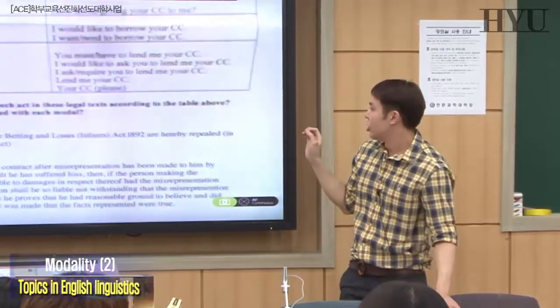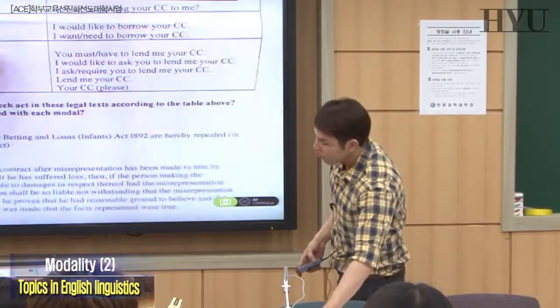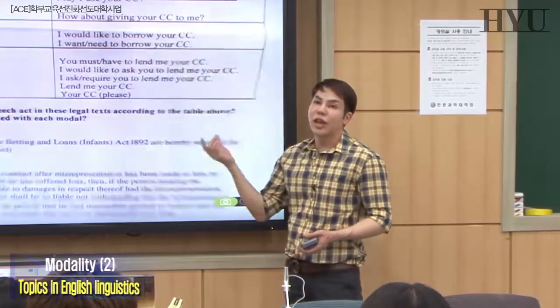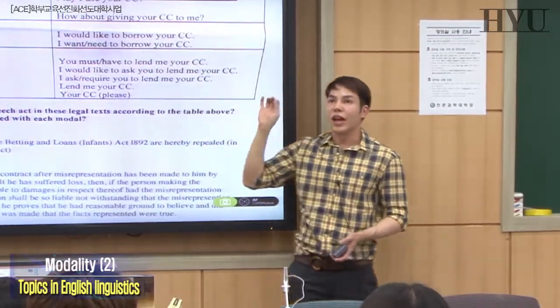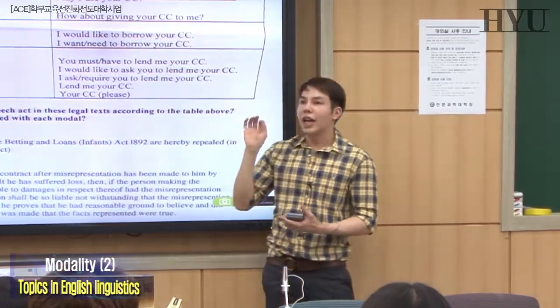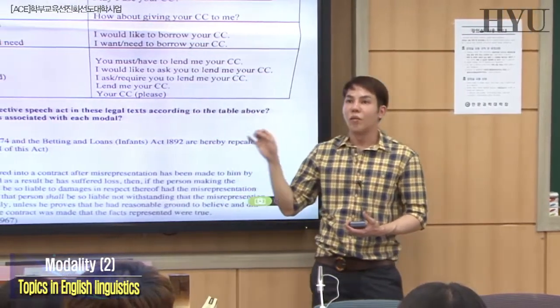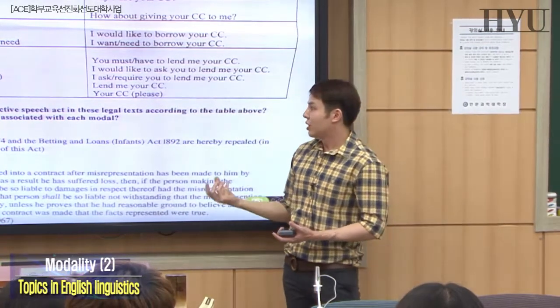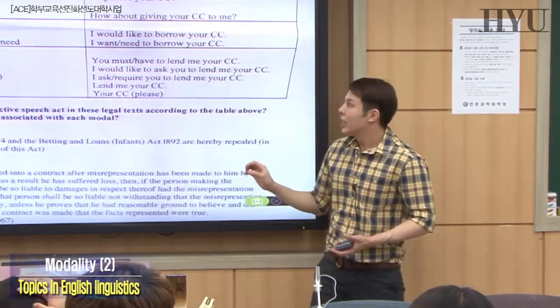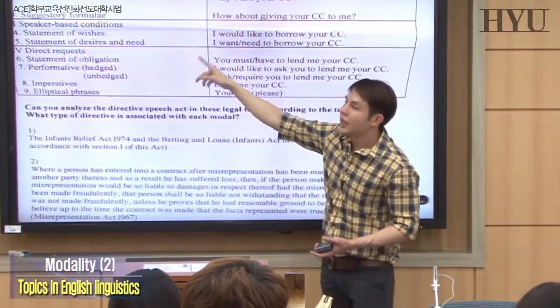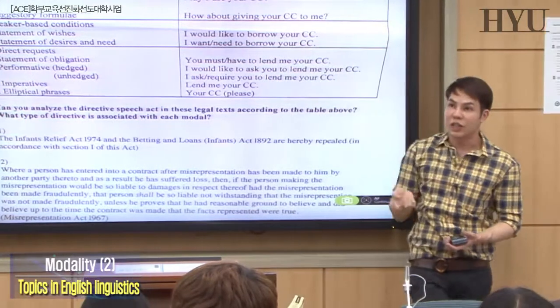So what you have to do is, first you have to understand the message, right? So you have to locate the main clause, okay? And you have to look at what kind of modality, what kind of directive strategy they use in order to tell you to do something. Is it direct? Is it like speaker-based condition or hearer-based condition, and so on, okay?